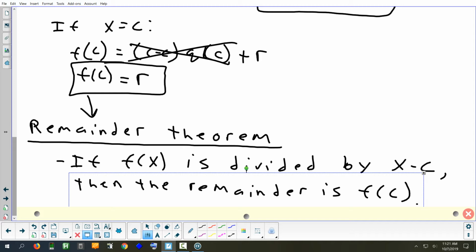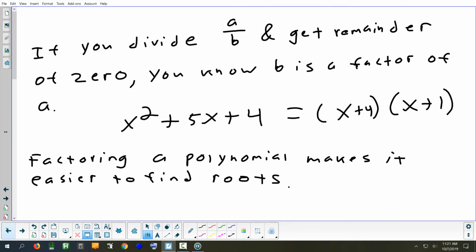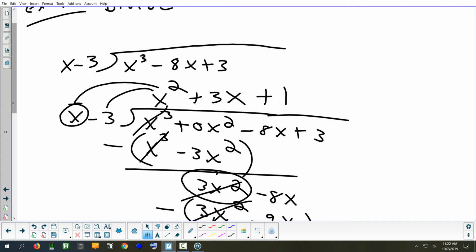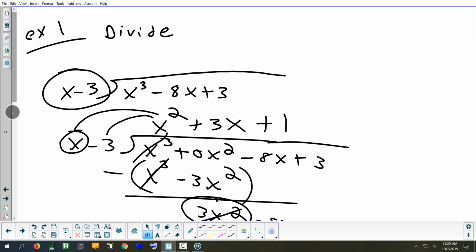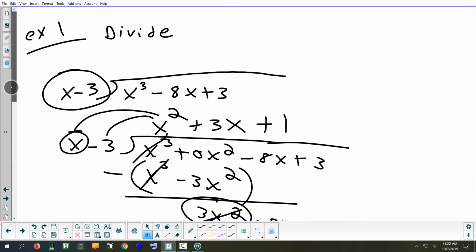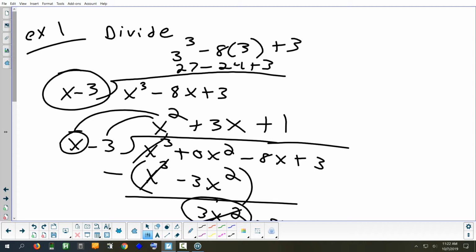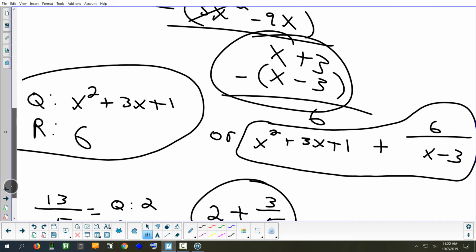So you'd use this for a problem where they're just asking you to find the remainder? Yeah. Okay, so let's say they wanted to know the remainder here. I am dividing by something linear. What's the number after the minus sign? 3. Now keep in mind what we should get for a remainder. We should get 6. So take the 3, plug it in for x. 3 cubed minus 8 times 3 plus 3. What's 3 cubed? 27. 8 times 3? And what's 27 minus 24? 3. And what's 3 plus 3? 6. So very quickly we got the remainder.